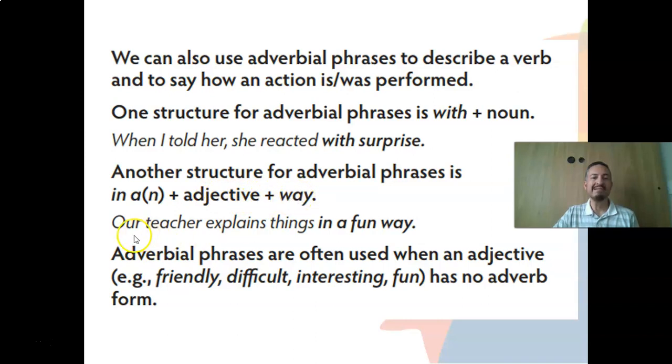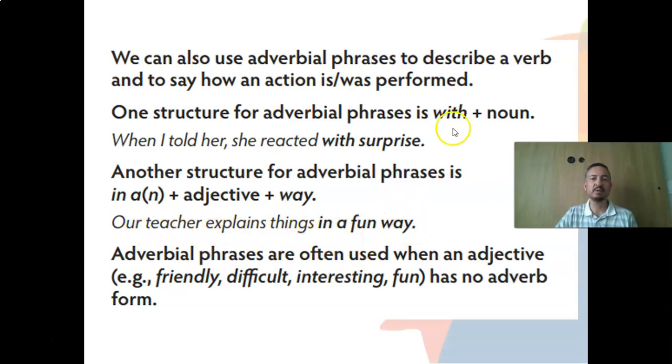For example, our teacher explains things in a fun way. So how does he explain things? In a fun way. So this is an adverbial phrase of manner, okay, in a fun way. Because we don't have an adverb just for the word fun. So we need the whole adverbial phrase to convey this idea that it's in a fun way. That is the way the teacher explains. Okay, so we need a fun way.